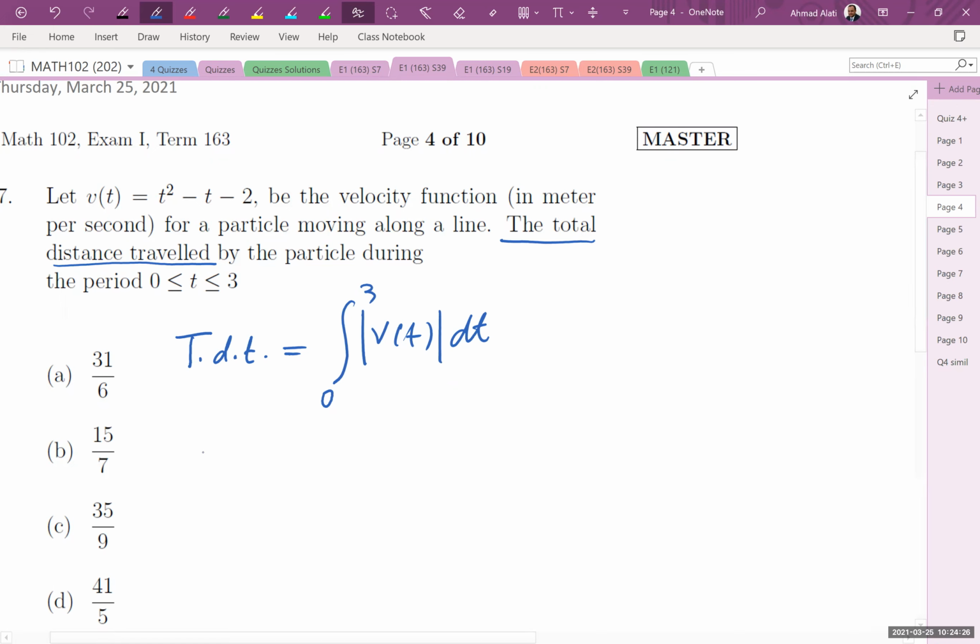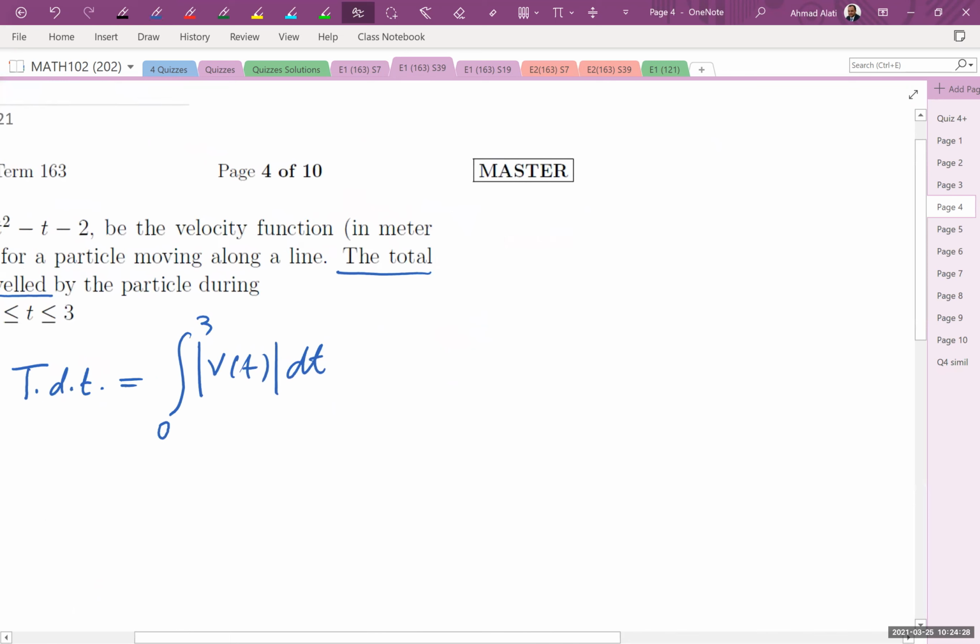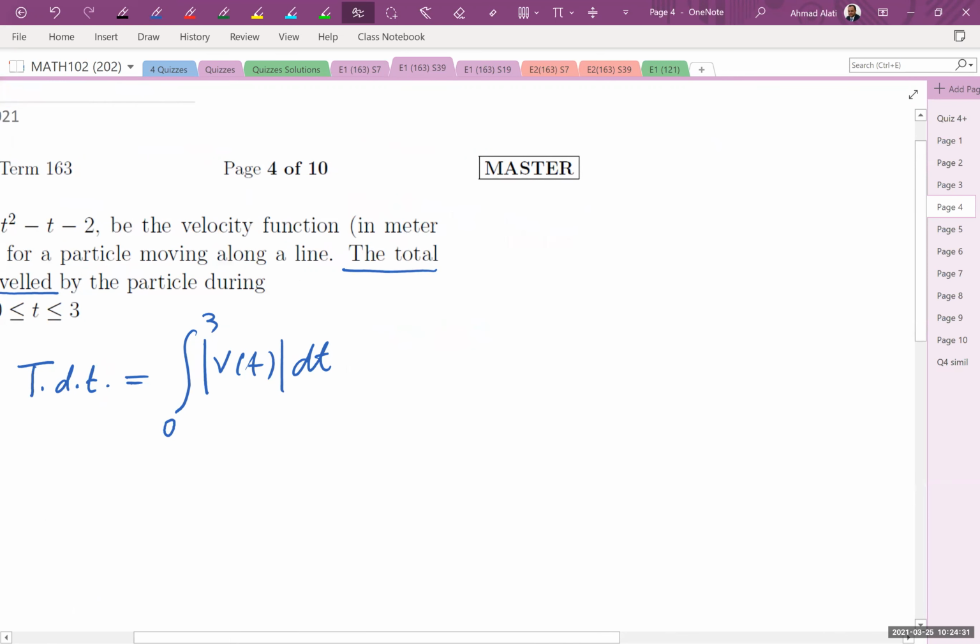So in this case, you need to consider the velocity here, which is t squared minus t minus 2. So you need to factor it. This is t minus 2 times t plus 1. So you need to know the zeros: it is 0 at 2, and 0 at -1.